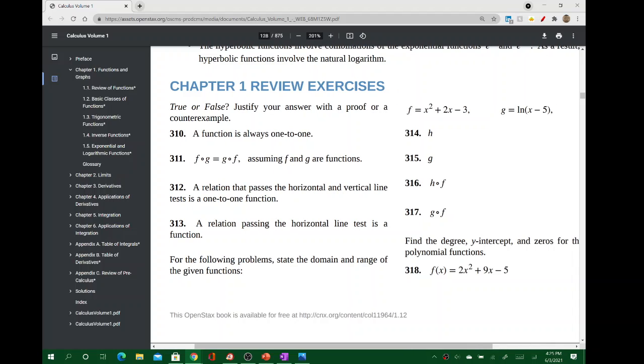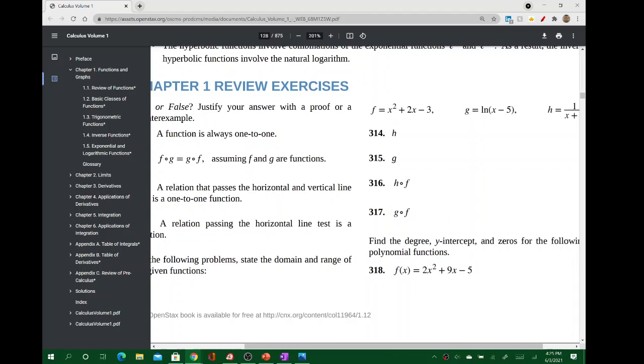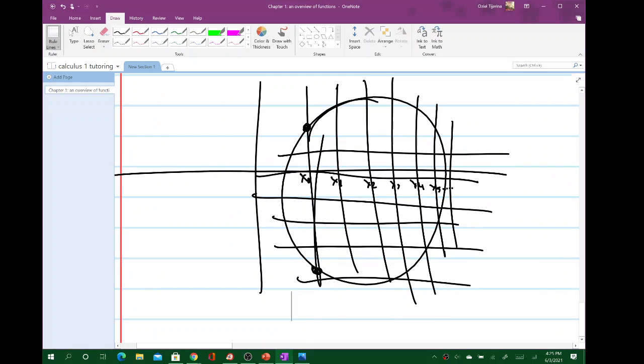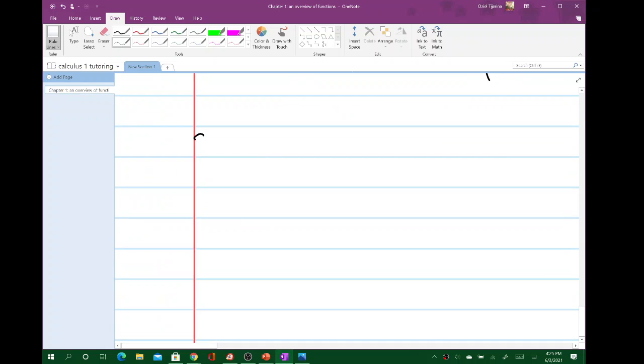Now, it says for the following problems, state the domain and range of the given function. So state the domain and range. And let's say we have f of x.